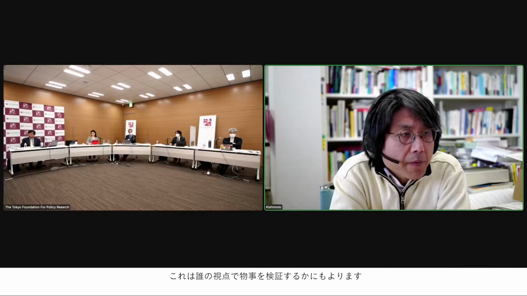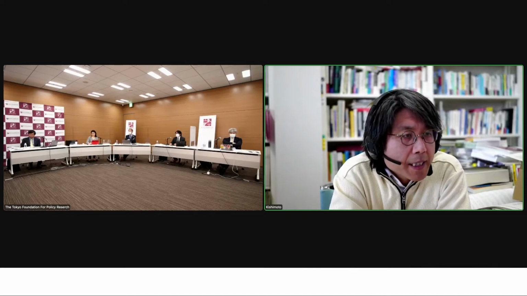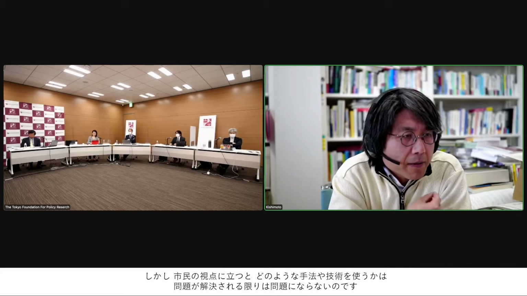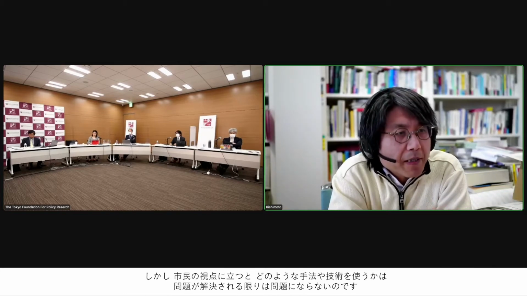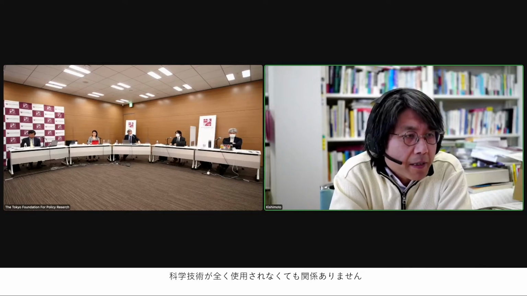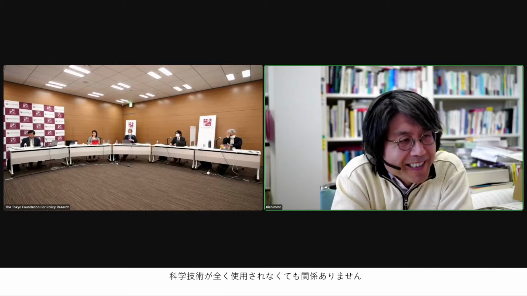This also depends on whose perspective we consider. Researchers usually have specific technologies in mind, but from a citizen's perspective, it doesn't matter what the means or technologies are, as long as the problem is solved. It doesn't matter if science and technologies are not employed at all.